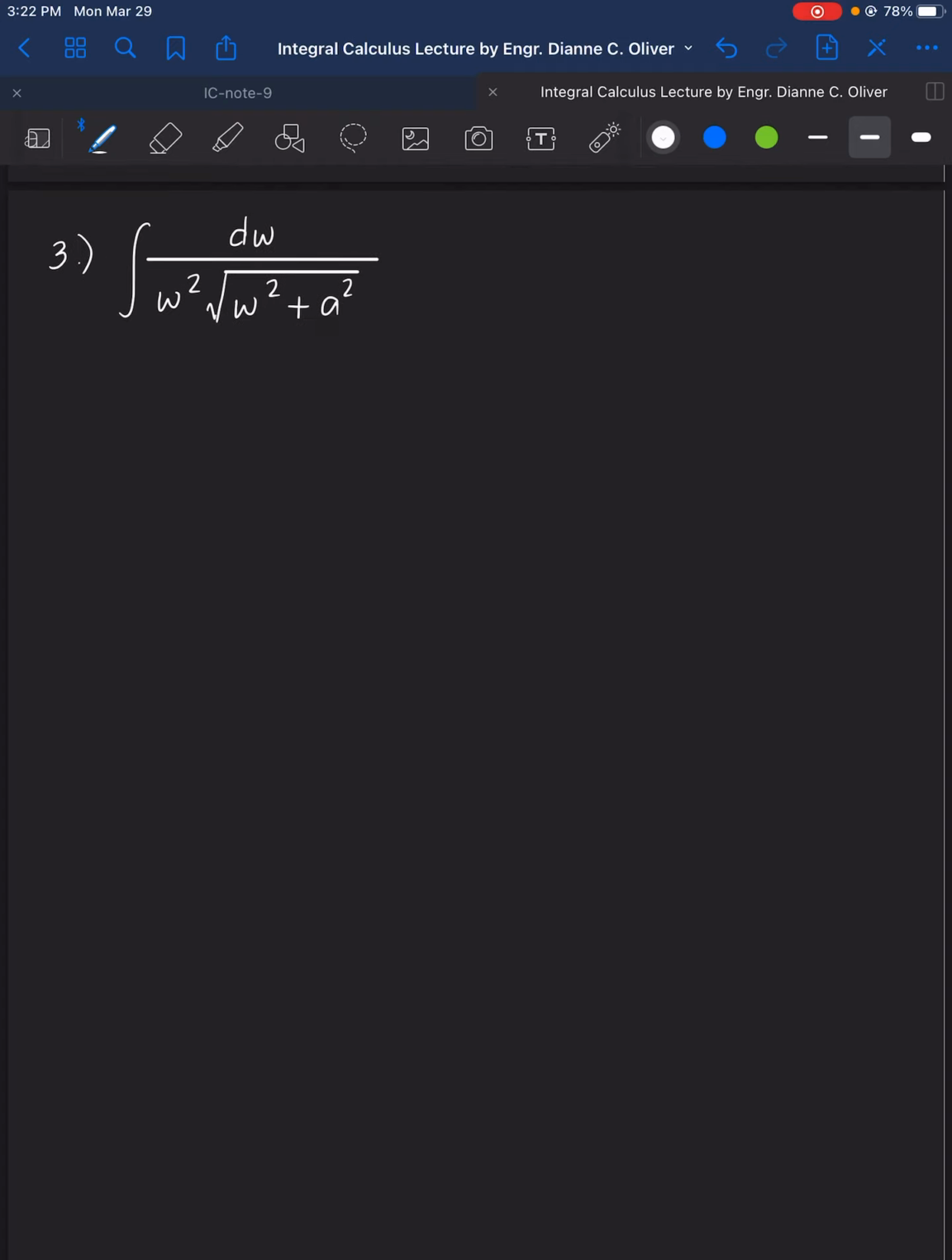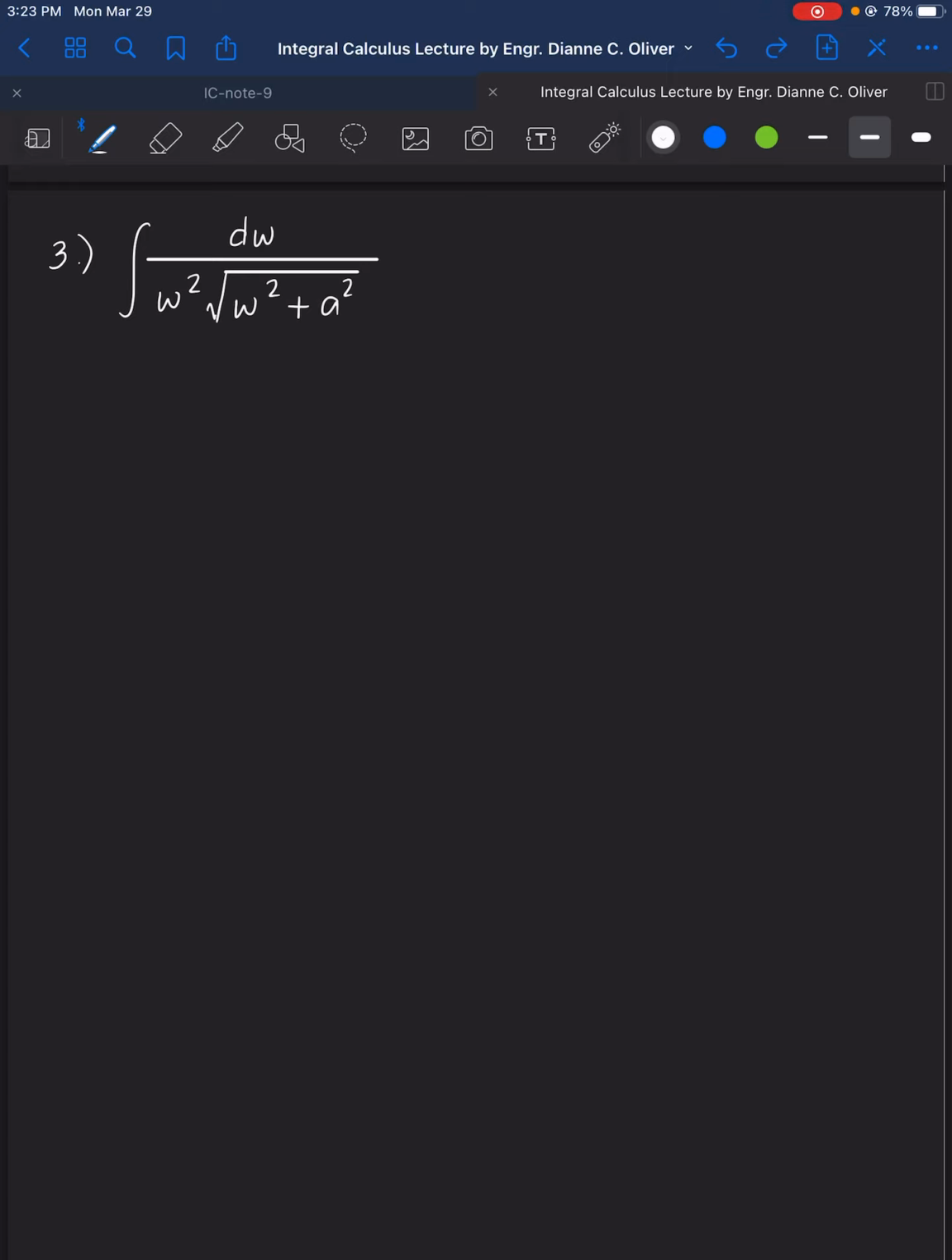Last example, number 3. The integral of d omega, so it's actually omega, but let's call it w. So the integral of dw all over w squared times the square root of w squared plus a squared. Take note that we can have other letters aside from x. We can have y, z, just be consistent with this as a constant. So this can also be another constant.